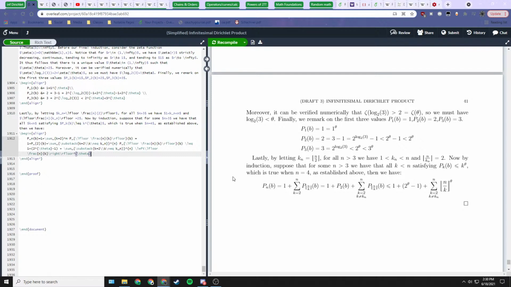And since n is a constant here, and theta is positive, this is in turn less than or equal to, so we get the minus 1 cancels out, this plus 1 cancels out with that, and here we get, instead of the floor, we can just do parentheses, right? So we just make a bigger thing by taking the floor away.